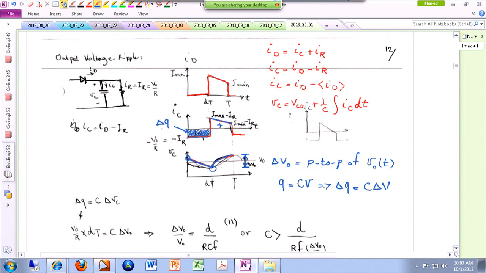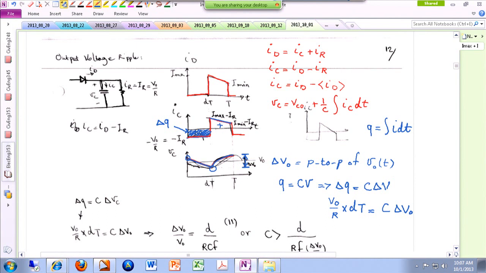All right, so the other thing that you guys have to remember is electric charge is the integration of electric current. All right, so if I have a particular current waveform, the area underneath that curve is actually my electric charge. So this delta Q comes from this square, this area over here, which is V out over R times dt is C times delta V out. All right? So remember, we shifted things down.